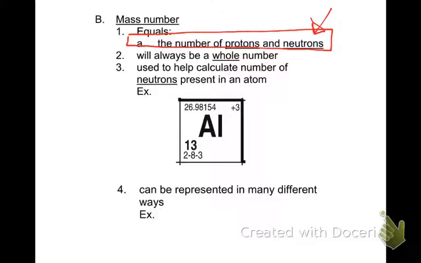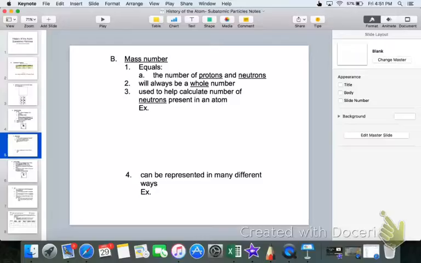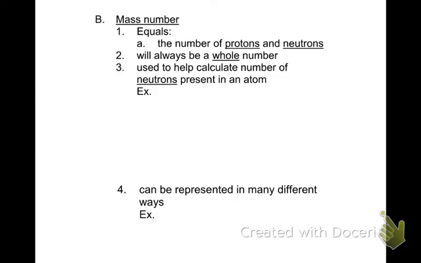So if we take a look at this, we have our mass number, and you'll notice what I did was I actually deleted the periodic table symbol of aluminum because I didn't want to confuse you. So mass number is equal to a whole number. It's equal to the numbers of protons and neutrons, and it can help us calculate the number of neutrons present. So let's just use aluminum as our example here.